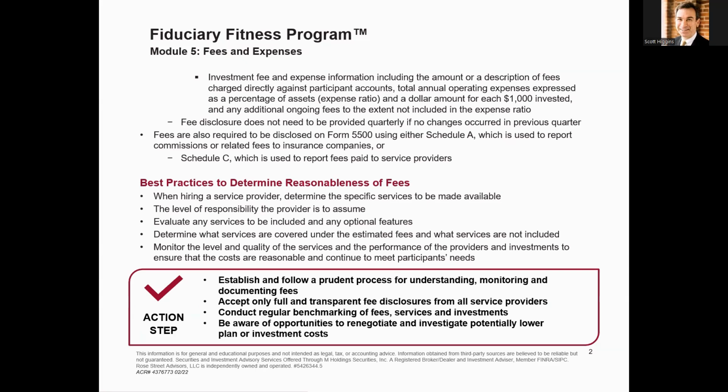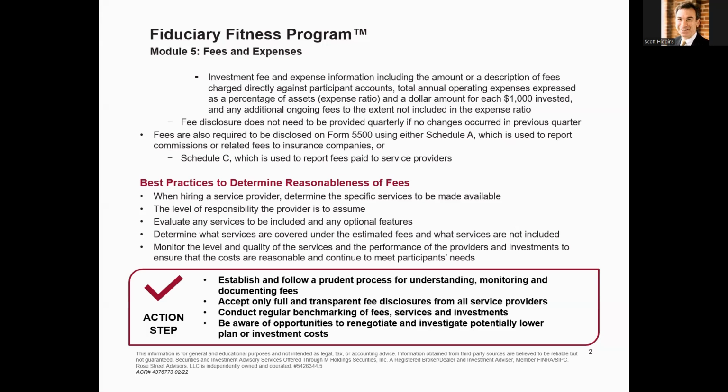3(21), 3(38)? Whatever their fiduciary responsibility they're taking on or not taking on, determine what services are covered under the fees that have been projected and what services you may want that are not covered. Then evaluate any services to be included that might be optional. So if there are features that you want, make sure that they're either included or you understand the cost for them as optional features. Monitor the level and quality of services and performance of the providers and the investments to ensure that the costs are reasonable and continue to meet participants' needs.